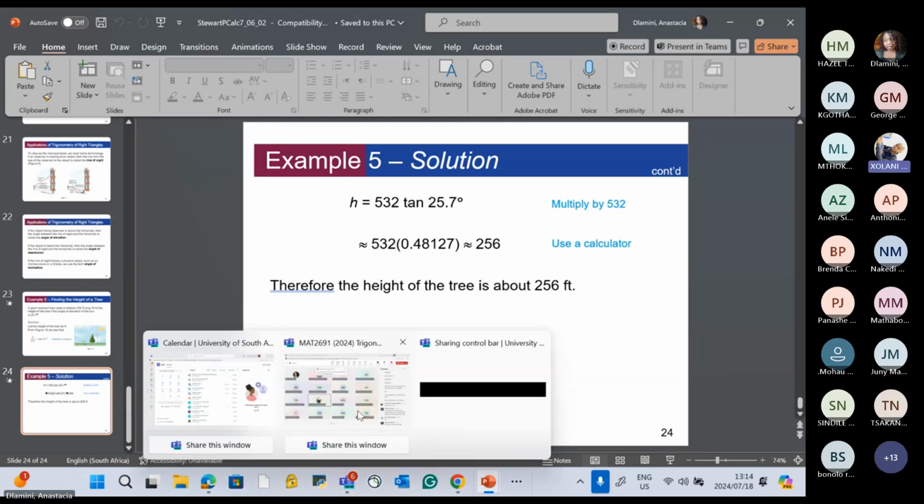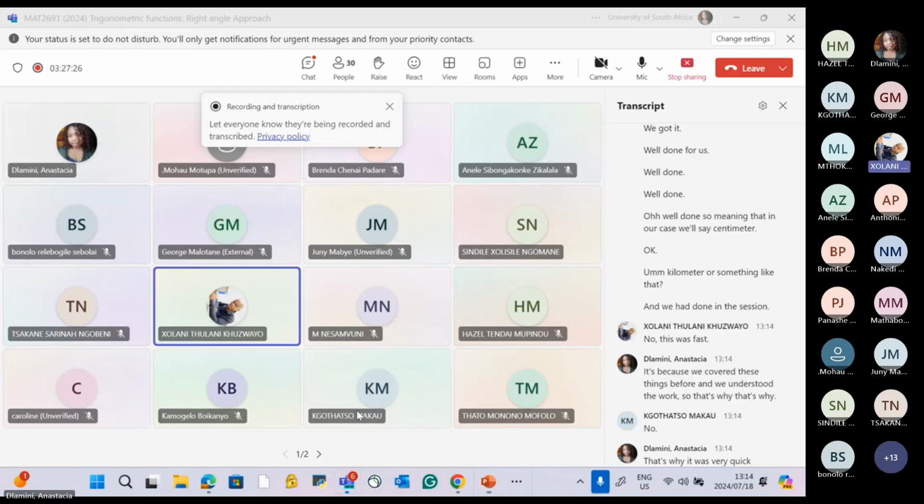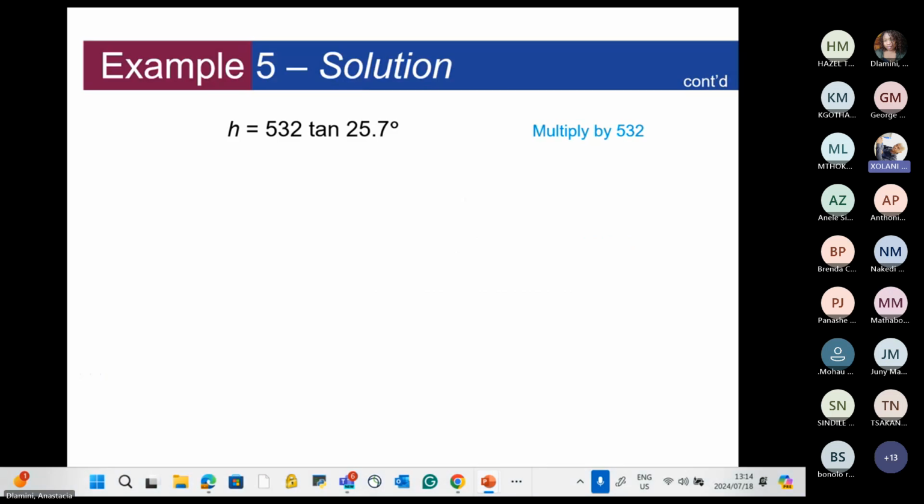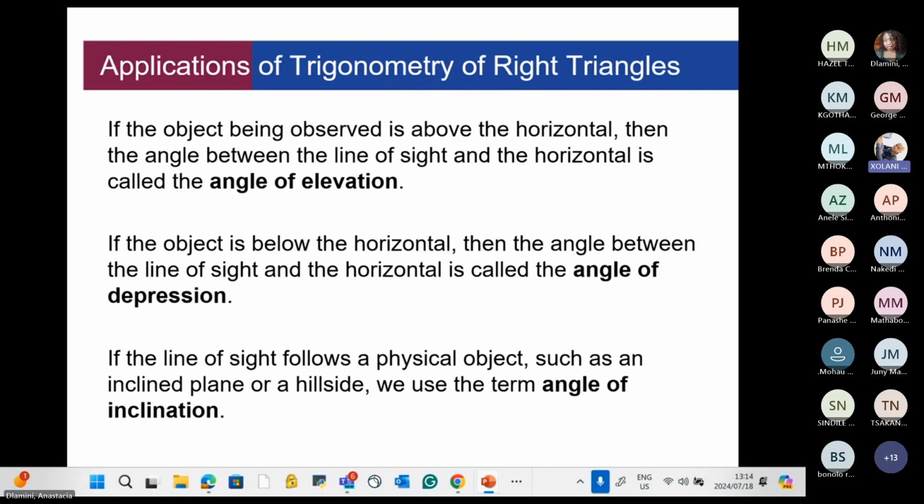Before you even close the slides, I've got another question, ma'am. Yes. You were too fast on the angle of inclination. I didn't even say the definition of angle of inclination.